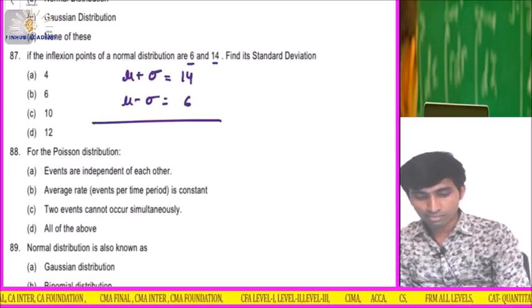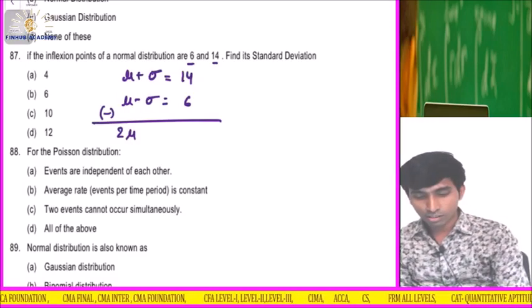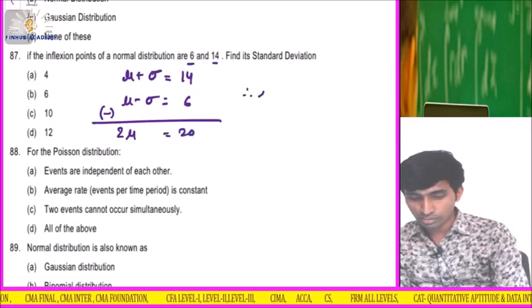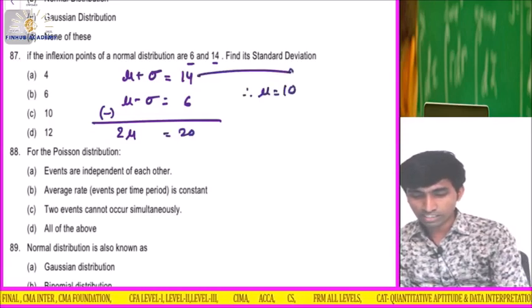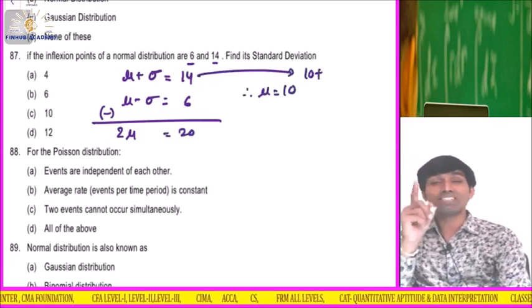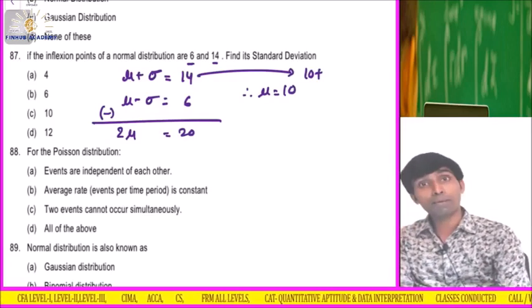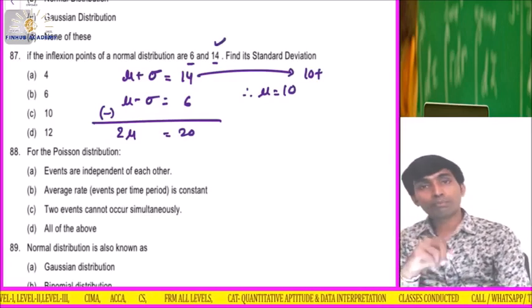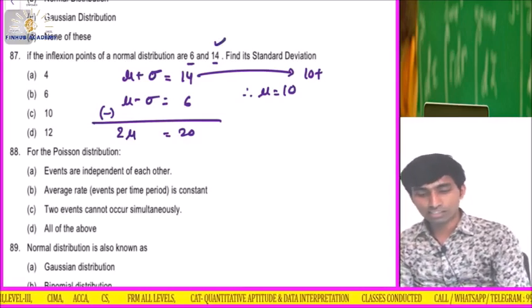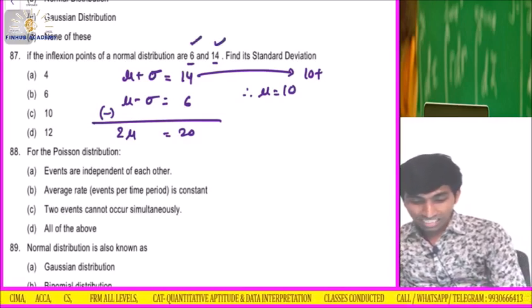So if I solve this simultaneously, if I subtract this, 2 mu is equal to 20, therefore mu is equal to how much? 10. I'll substitute it here. 10 plus, we should remember the formula. Inflection, what was the formula? Mu plus standard deviation is the upper limit, and mu minus standard deviation is what? 6, that is the lower number. So I have found the mu.